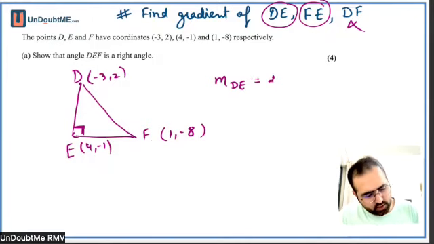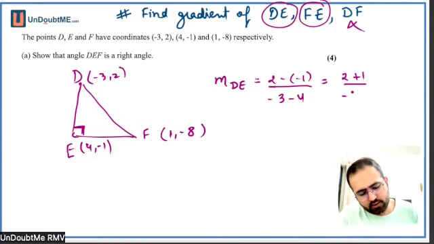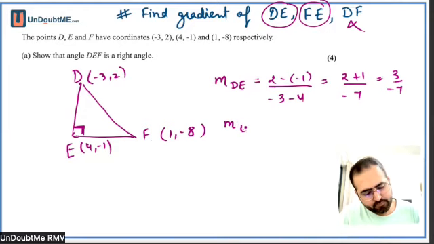2 minus -1. Always write the first step as the substitution, like you're substituting the value, and then solve it. 2 plus 1 minus 3 minus 4 is -7. So you get -3/7 for DE, and for EF I get 7/3.